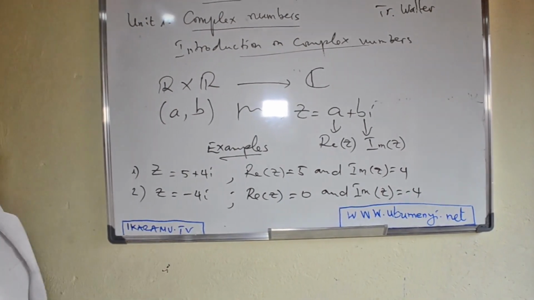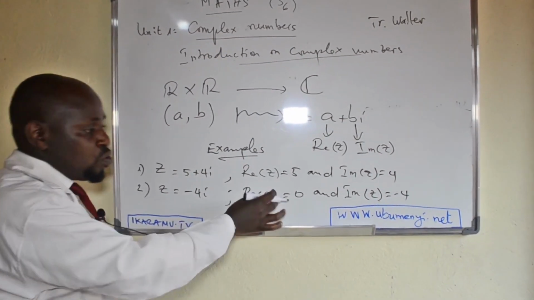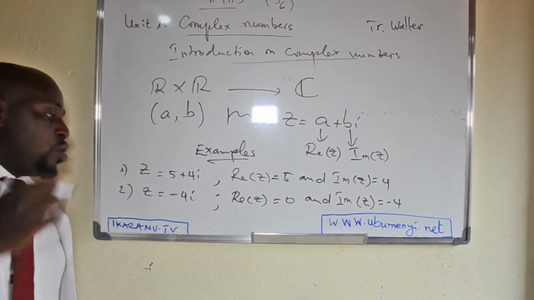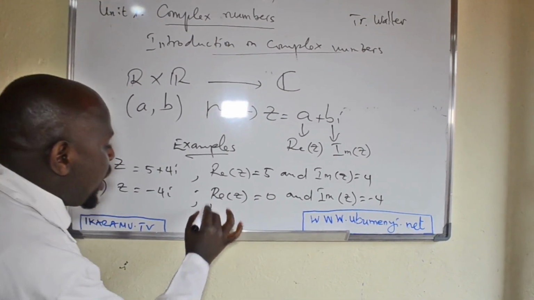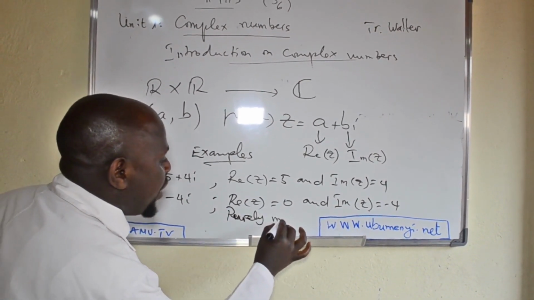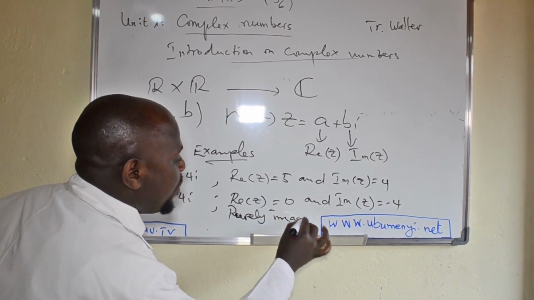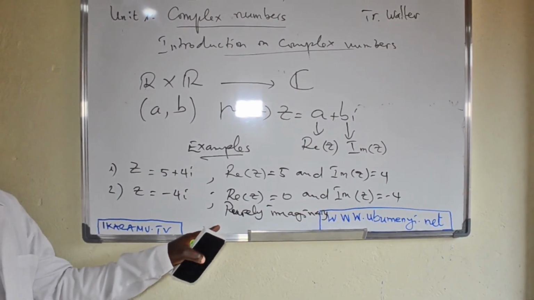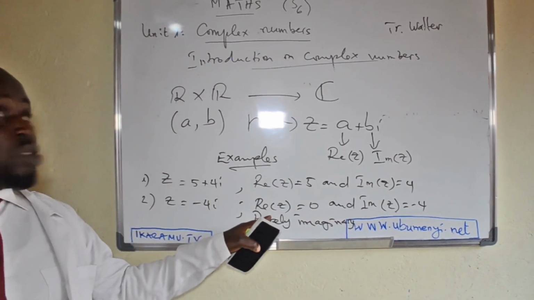This complex number, where the real part equals 0 but the imaginary part is different from 0, is called a purely imaginary number. It's a purely imaginary number because the real part equals 0.